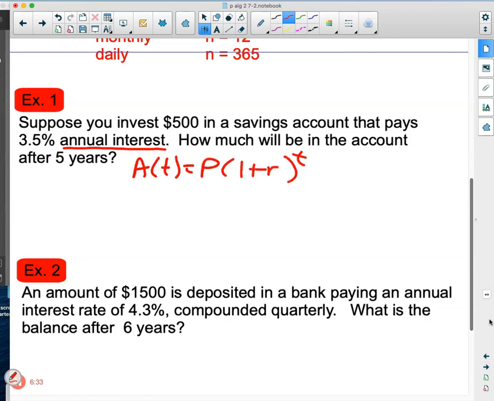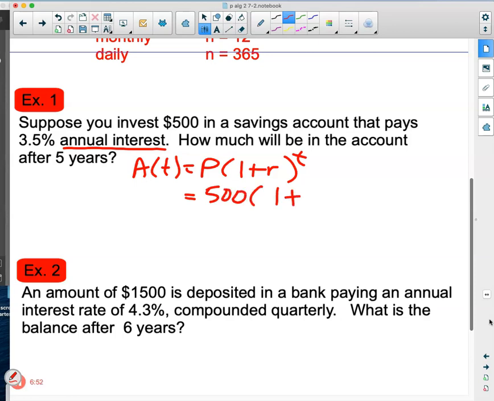So there's our little growth formula. We'll let the formula lead us to what we need. Well, it says how much is in the account after 5 years. That's A of t. That's what we're going to find. We need to know how much they put in to start with. How much was that? 500 smeckers.